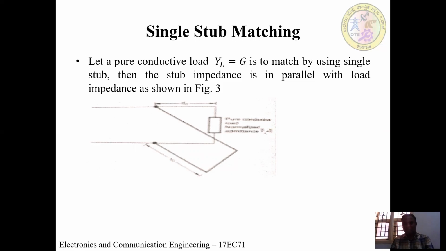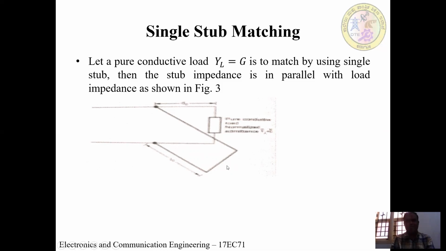One is the distance from the load to the point where we are going to connect a stub, and the other is what length of the stub should be taken, so that the reactance of the stub will be negative with respect to the load, and they will cancel out. That is explained here. Let a pure conductive load YL is equal to G be matched using a single stub. Then the stub impedance is in parallel with the load impedance, as shown in this figure.